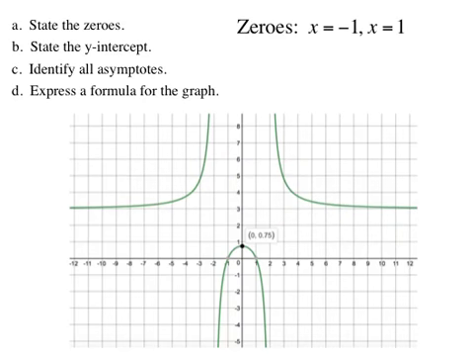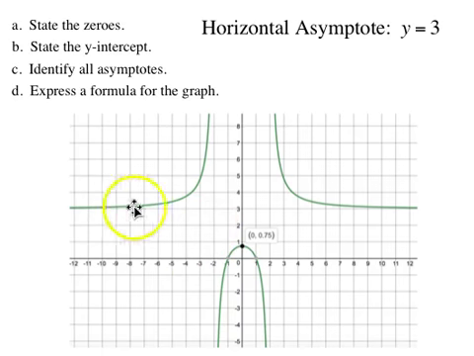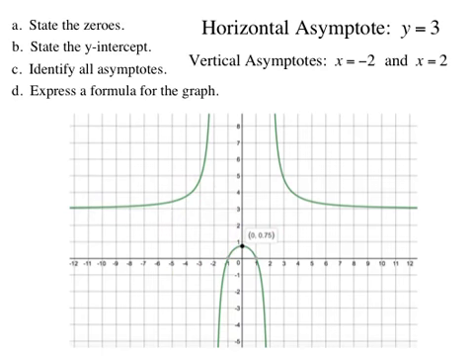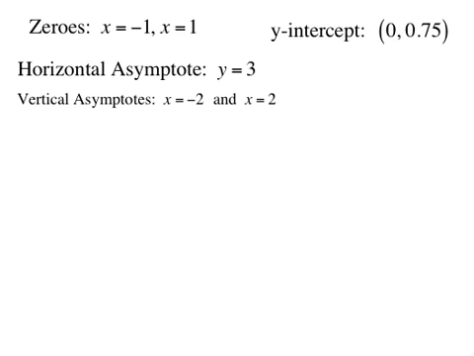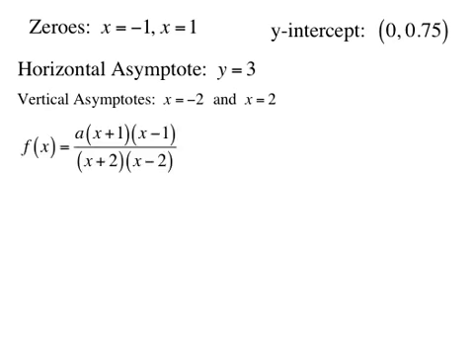Again, zeros at -1 and 1. Y-intercept again at that point, (0, 3/4). Horizontal asymptote, y equals 3. Vertical asymptotes at -2 and +2. So x equals -2, x equals +2. So what are we going to do here with this? We're going to recognize that the zeros are -1 and 1, so I need x minus 1, x plus 1 upstairs. Vertical asymptotes, -2 and 2, x minus 2, x plus 2 downstairs.